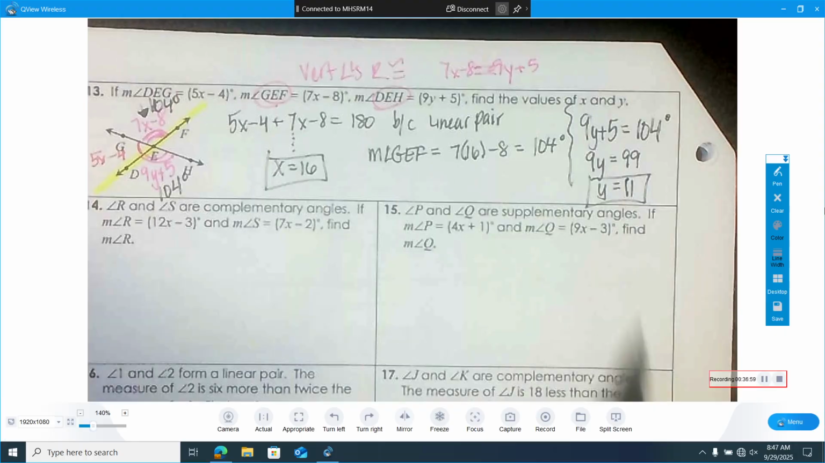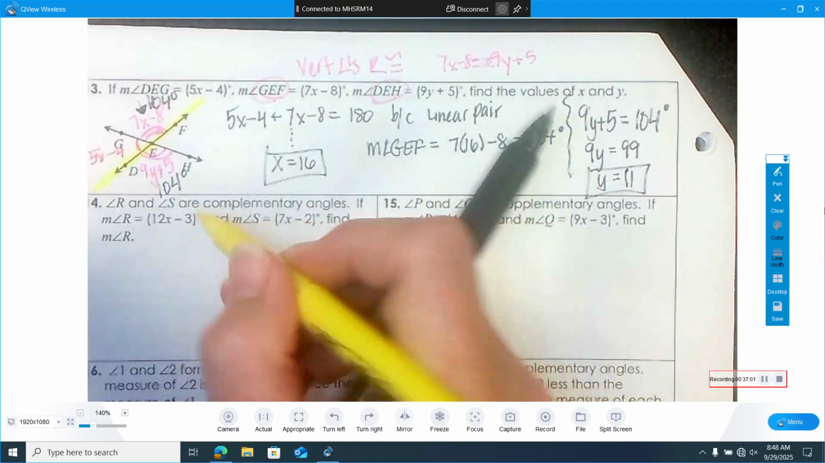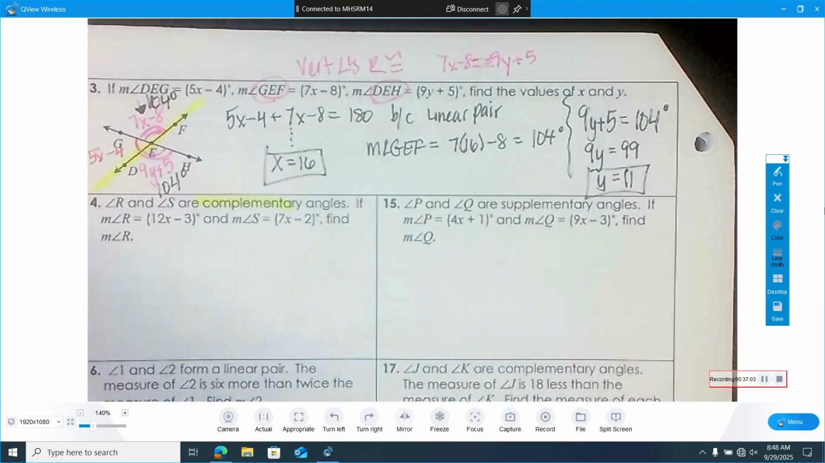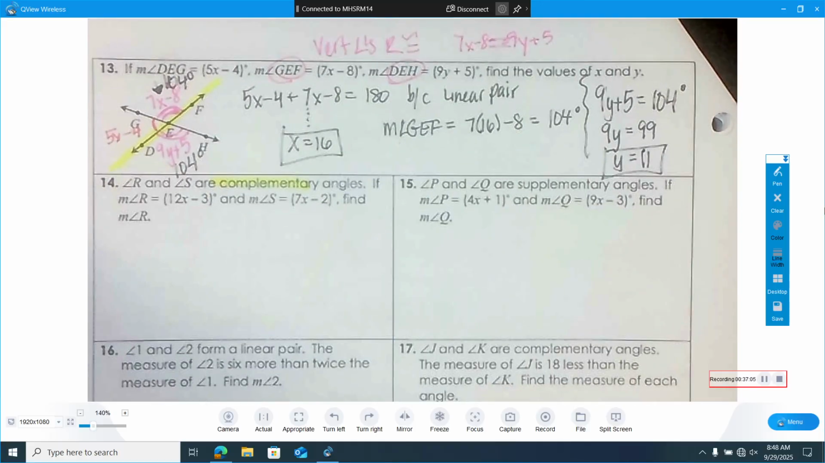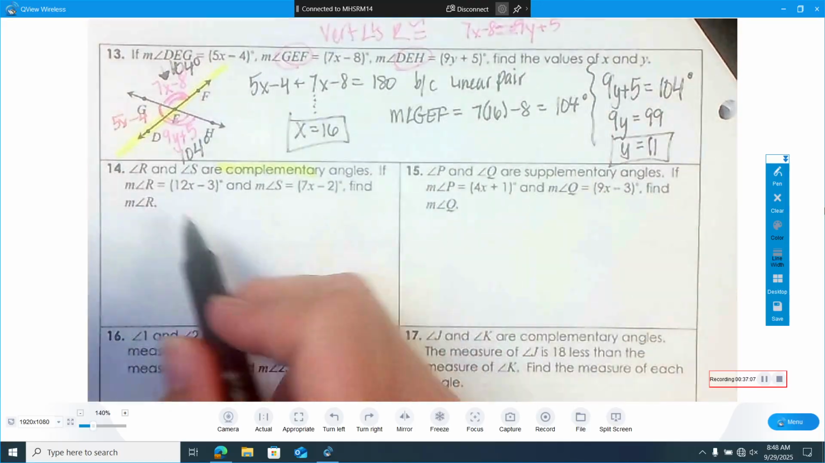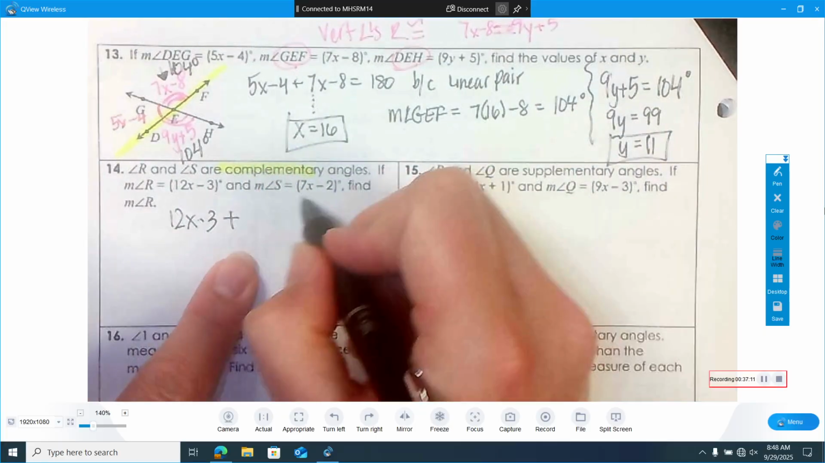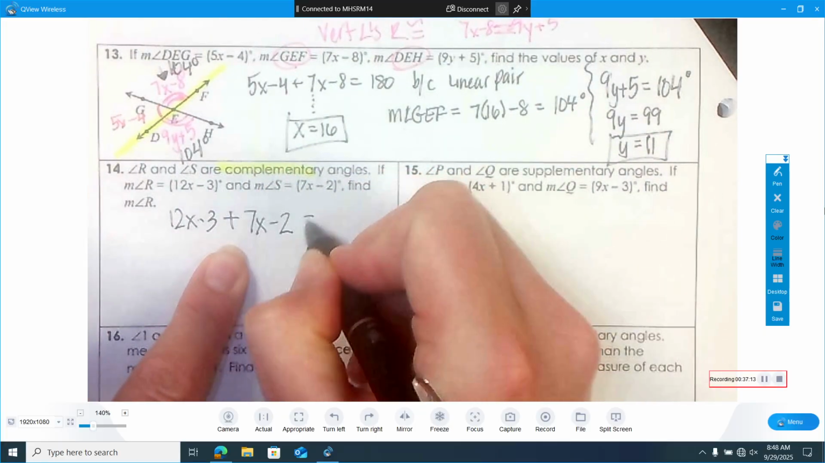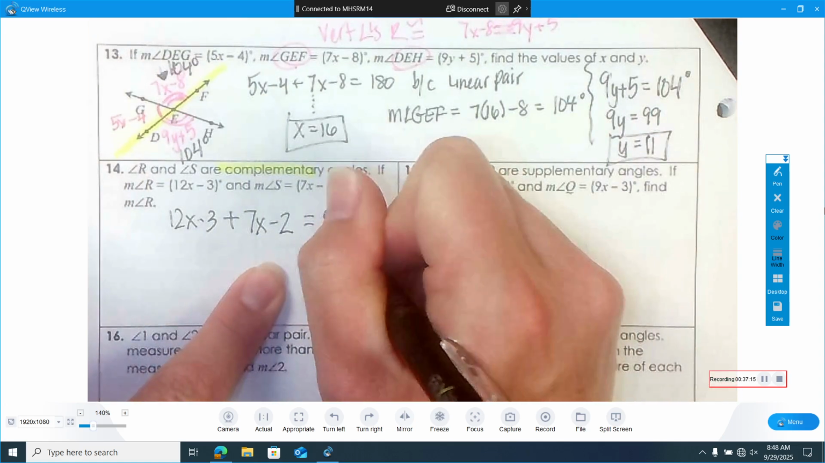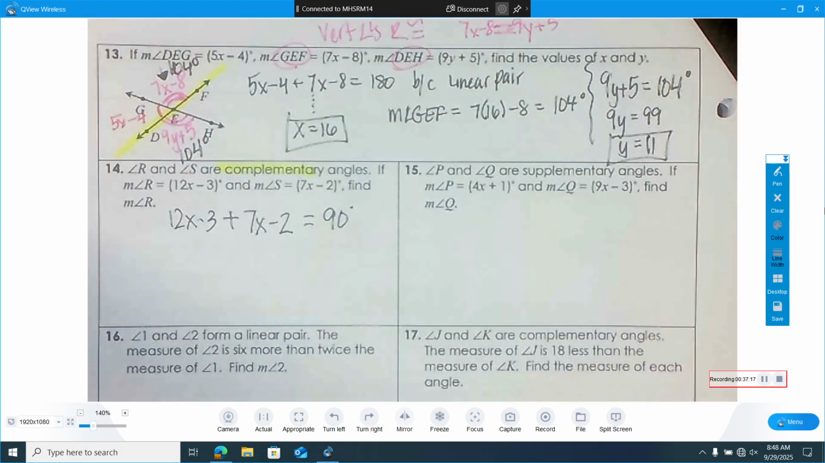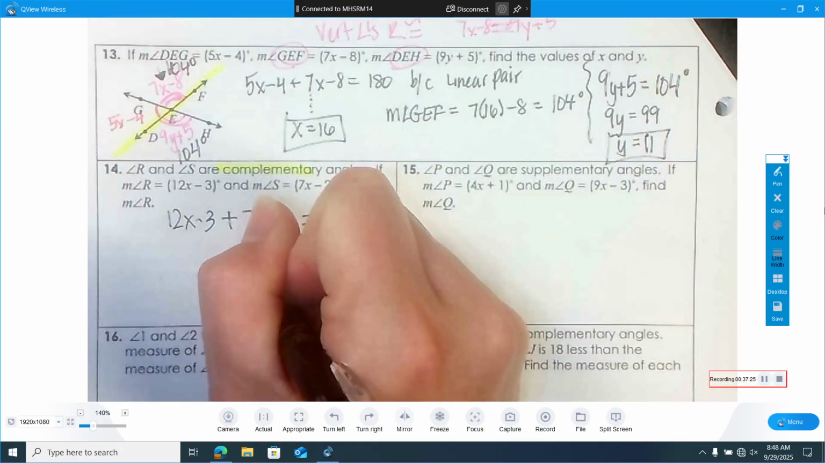All right, vocab on 14 and 15, super easy here. We're just going to set them up. R and S are complementary. What does that mean? They equal to 90 degrees. So 12x minus 3 plus 7x minus 2 should equal 90 degrees. That's it. R and S add to be 90 degrees. Questions on that one? No, and we would solve from there.